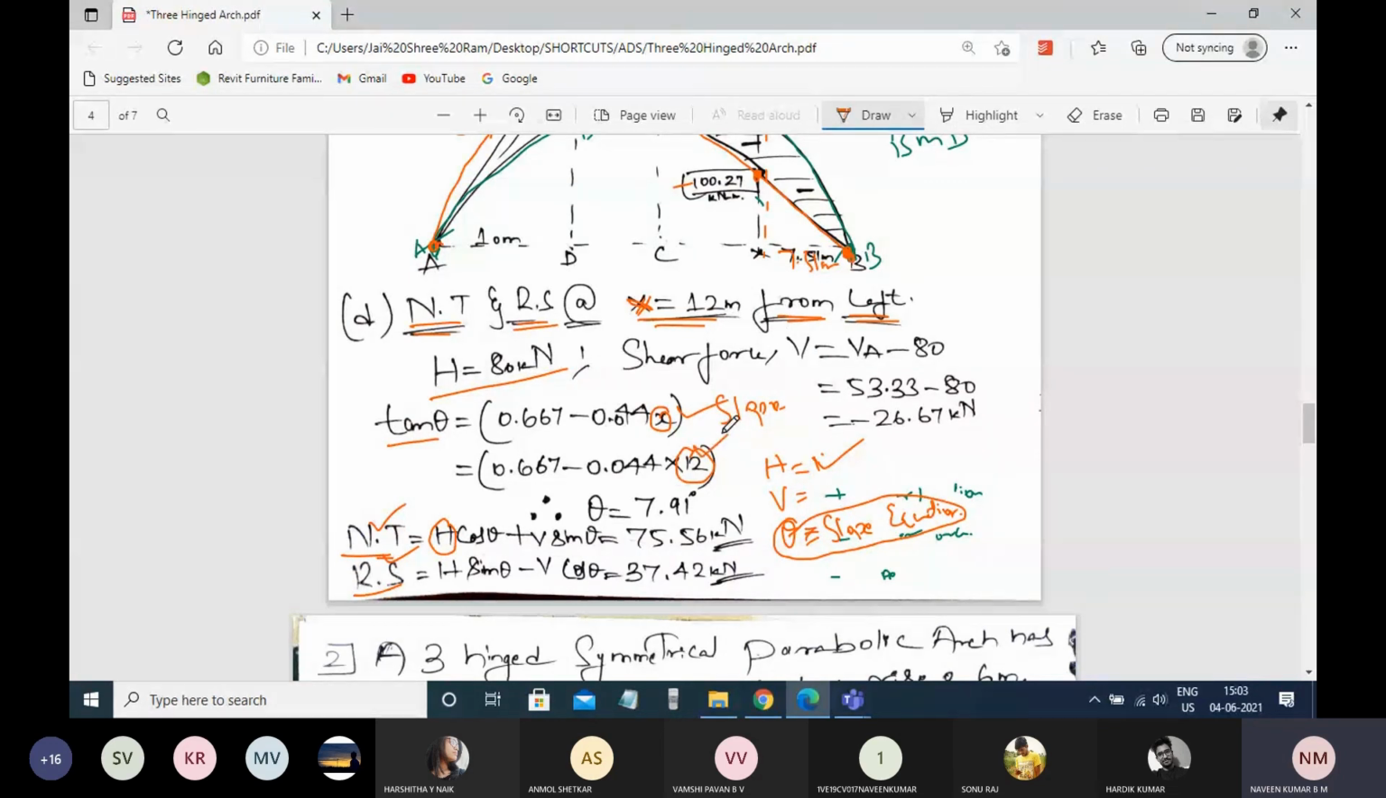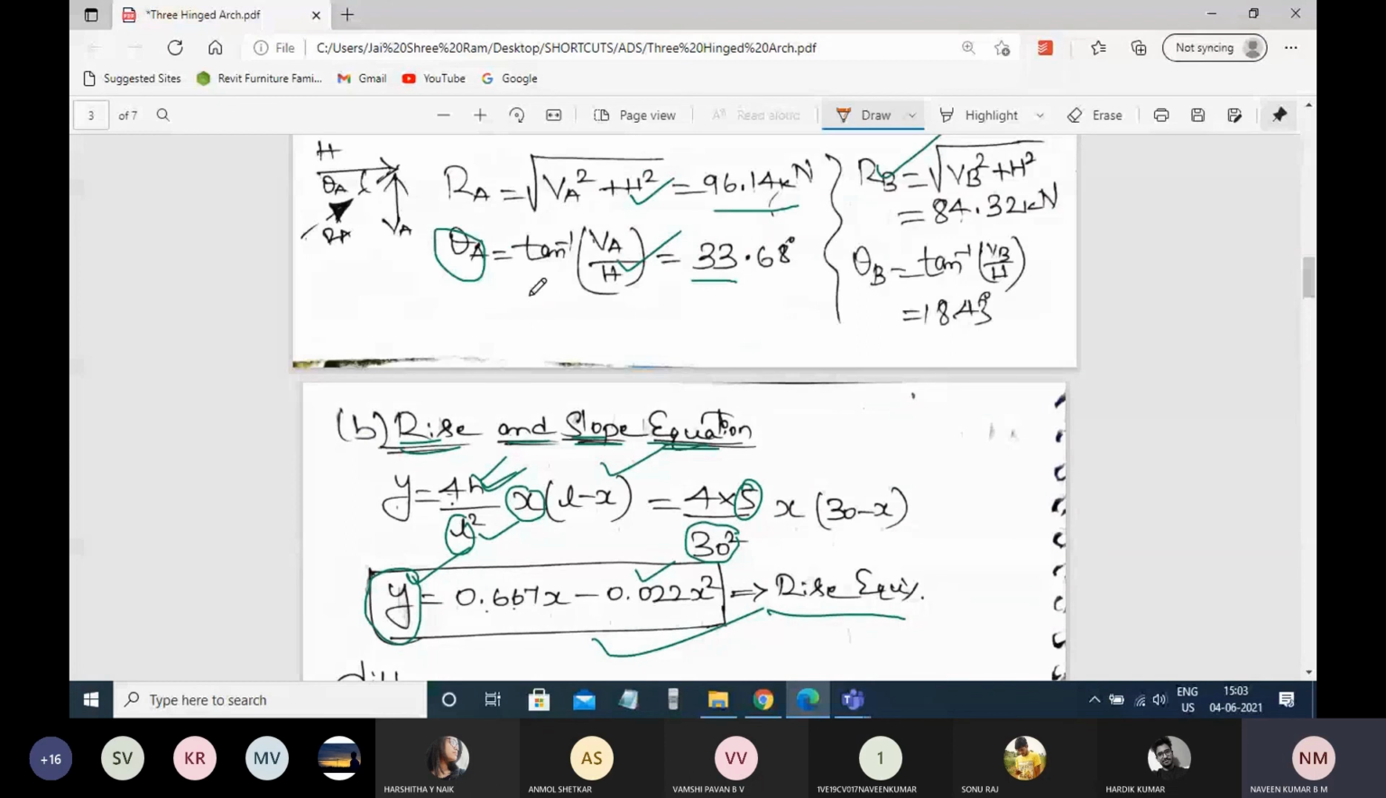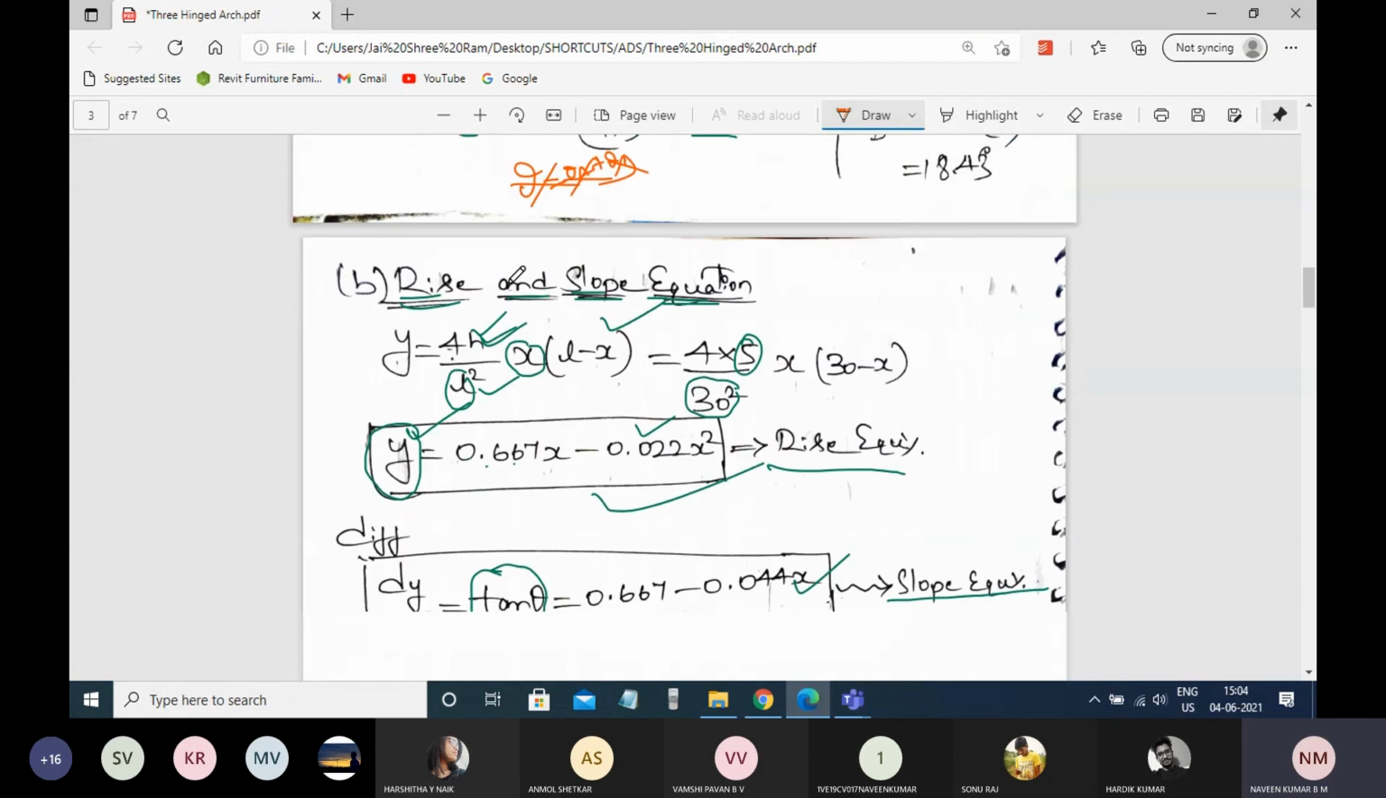Okay, don't consider this theta as theta A and theta B. Don't add theta A and theta B; don't consider theta equals theta A plus theta B. That is wrong. I've seen many of the students do it like this, so don't do it like this. This theta is different. The theta that I'm talking about now is totally different. This theta is the angle between the resultant force at a particular support with respect to horizontal.